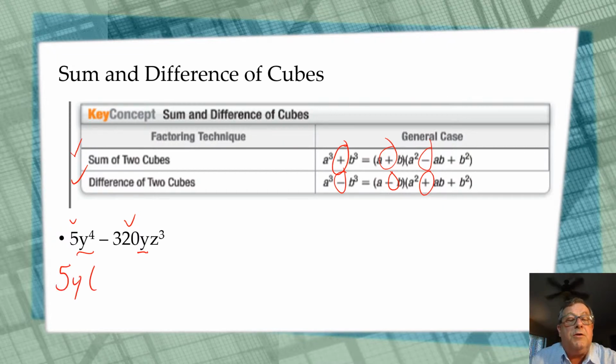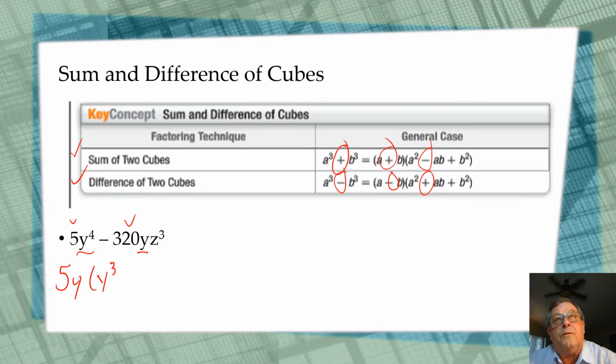Now, once I do, what have I got left? If I factor out a 5y out of 5y to the fourth, I'm going to have y cubed. That doesn't look too bad. And then when I divide 5 into 320, what does that equal? 5 into 320 equals 64. So that'd be negative 64 z cubed.